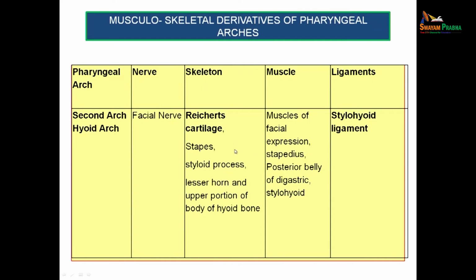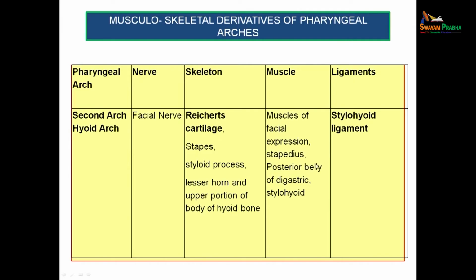So the skeletal derivatives, the cartilage is Reichert's cartilage. This will be giving rise to the following bones. They are the stapes, the third ear ossicle. Then you have the styloid process. Then you have the small horn and the superior portion of the body of the hyoid bone. Now coming to the muscles of the second arch. Since it is the facial nerve, you should get the muscles of facial expression here along with stapedius and posterior belly of digastric along with stylohyoid.